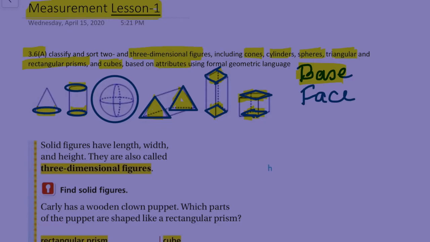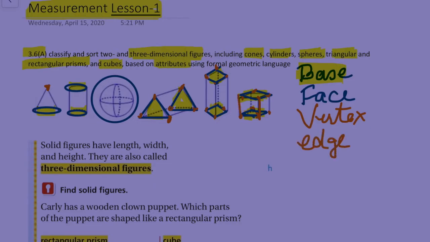And now let's talk about the vertices, or vertex. The cone has only one vertex, the cylinder has no vertex, whereas the triangular prism has six vertices. Same with our rectangular prism, which has eight vertices. The cube also has eight vertices. Vertices are basically the points where the edges intersect, and these lines are called edges.